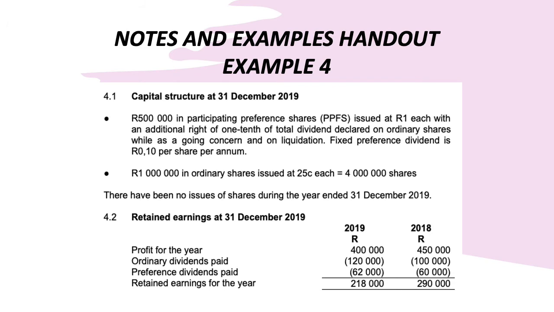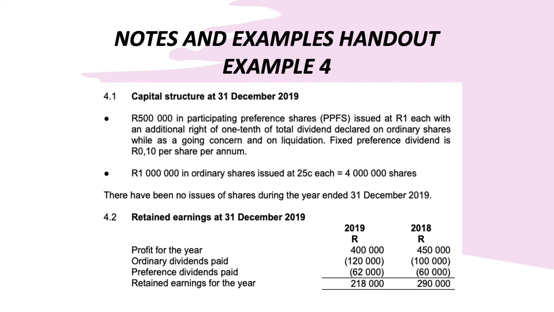In order to demonstrate the split of earnings between your ordinary shareholders and your participating preference shareholders, let's take a look at example 4 in your Notes and Examples handout. The information reads as follows. Capital structure as at 31 December 2019. 500,000 Rand in participating preference shares issued at 1 Rand each, so that means we have 500,000 participating preference shares in issue, with an additional right of 1/10 of the total dividend declared on ordinary shares while as a going concern and upon liquidation. The fixed preference dividend is 10 cents per share per annum. So that whole long sentence essentially means that participating preference shareholders receive 10 cents per share per annum in a fixed dividend, as well as 10% of the ordinary dividend declared.